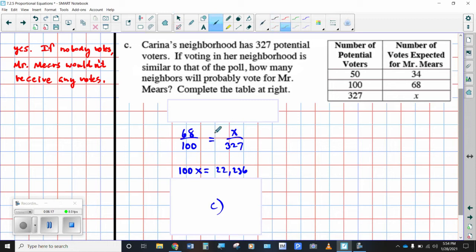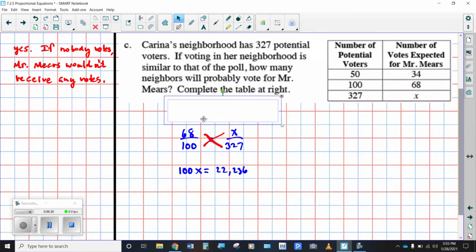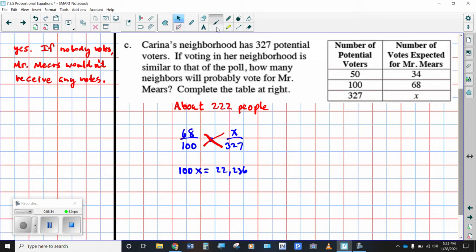So if we take 68 times 327, you get 22,236, and then 100 times x, that gives you 100x. Then you divide each side by 100 using your calculator, and what do you end up getting for your answer? You should have gotten about 222 people, right? Or more specifically, I guess we could say that x is equal to 222.36, but there's no such thing as 0.36 people, so we'll just go with the 222 as our answer.